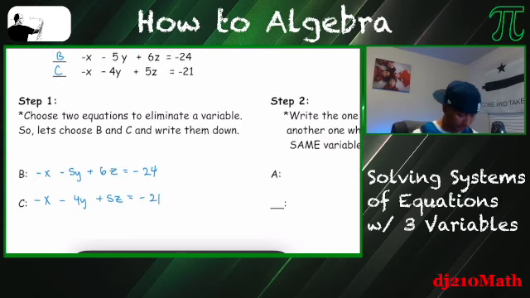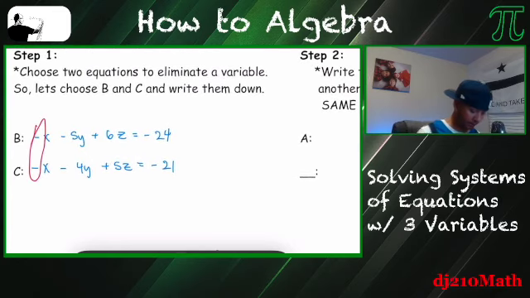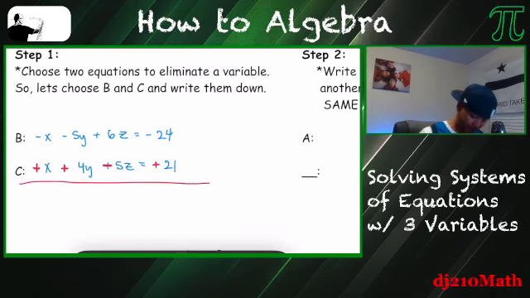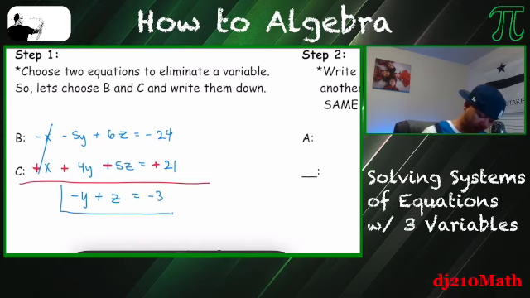All right, the thing that jumps out at me is that the x's have the same coefficient, -1 and -1. So I'm going to try to eliminate x by multiplying everything by -1, meaning I'm going to flip the signs of the bottom. You could do the top. There's nothing wrong with that. So when we add, this goes away. -5 plus 4 is -1. 6 minus 5 is +1, z. And then -24 plus 21 is -3. So -y plus z is equal to -3.